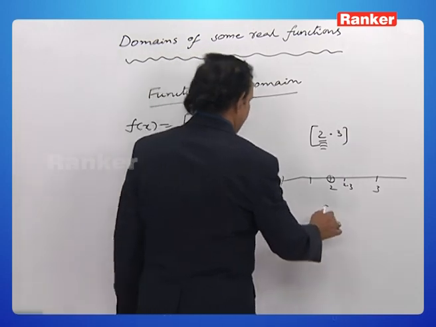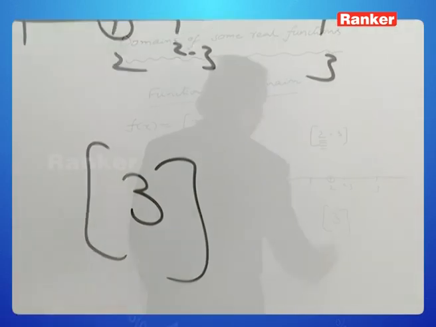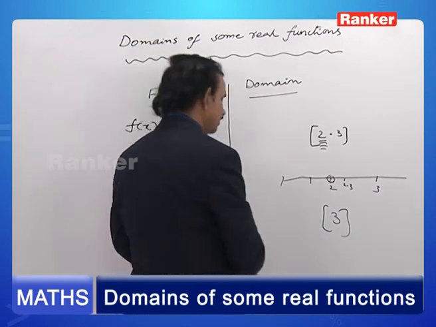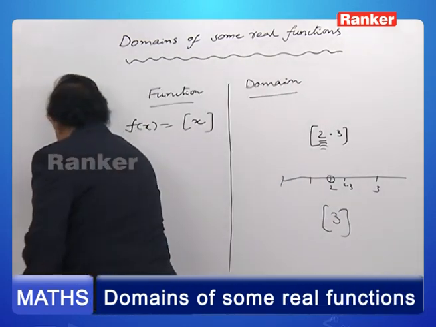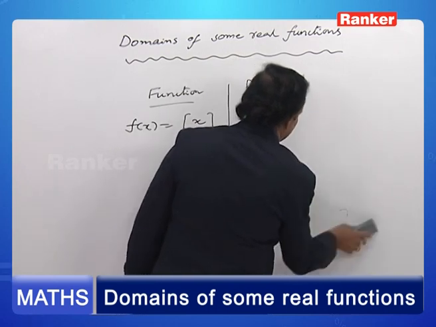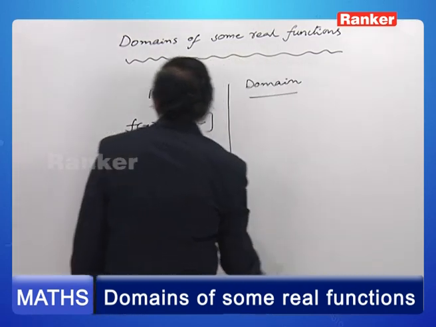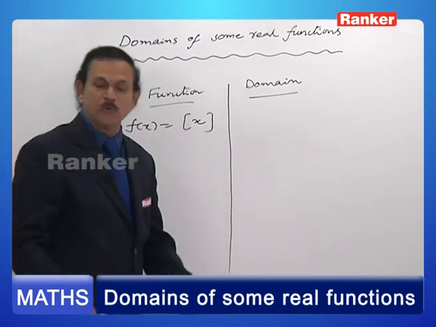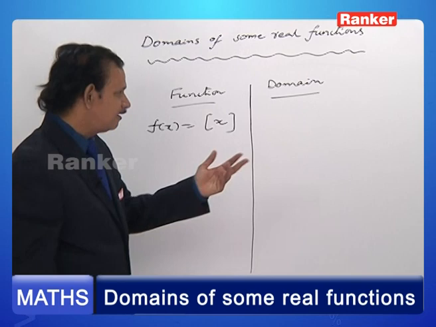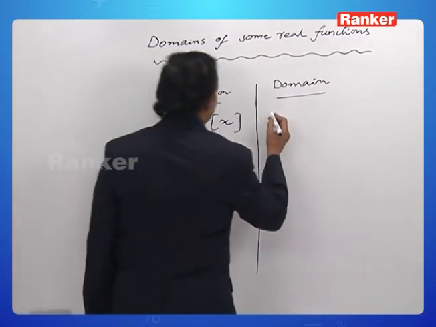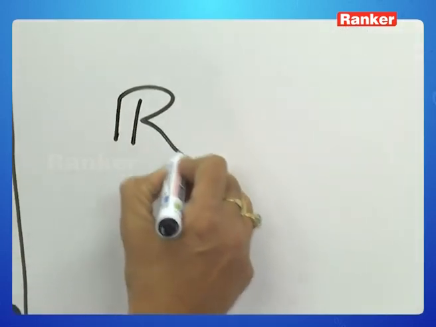Similarly, what is the integral part of 3? It is 3 itself. This is the function integral part of x. For this function, let us imagine the domain. Where do you find trouble to define f of x in this way? We find no trouble at all, at no real number at all. Therefore, the domain of this function is again R.